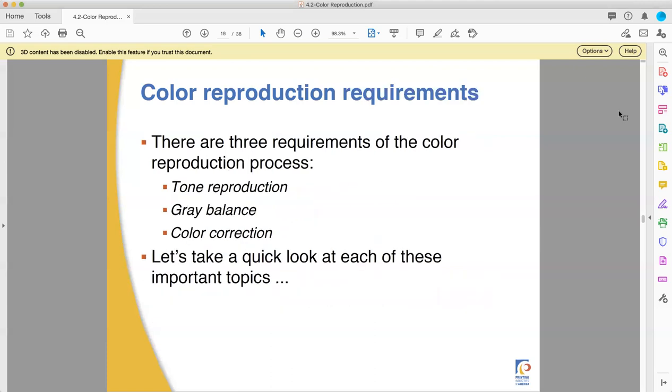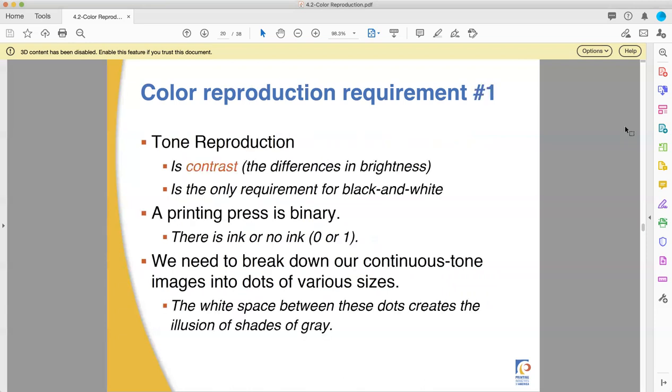So, requirements for reproduction. Here's the things you need to get: tone reproduction, gray balance, and color correction. Let's go. So, tone reproduction is talking about contrast, brightness, the white to dark level of printing. Remember that a printing press is binary. Cue Binary Sunset, one of my favorite songs. Thank you, John Williams, for defining my childhood.